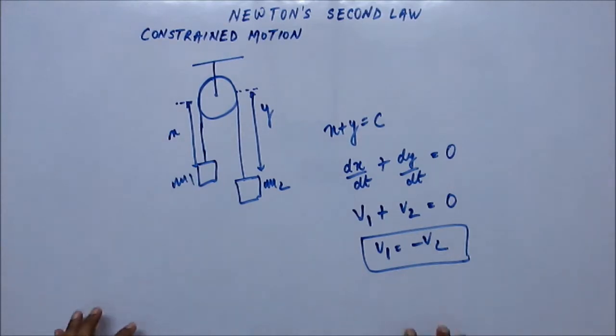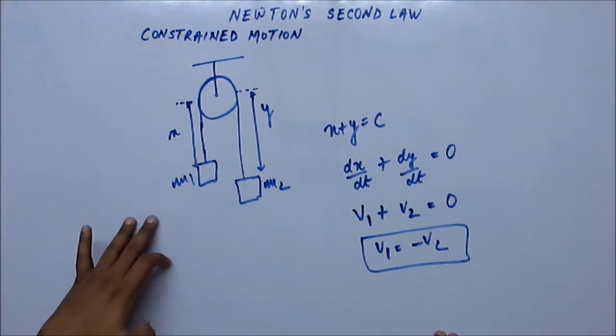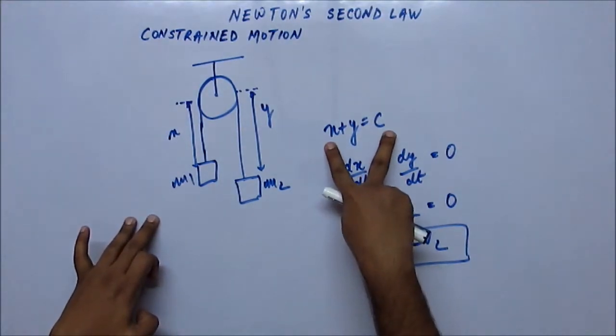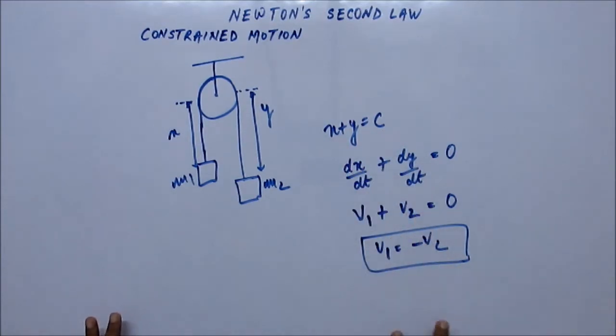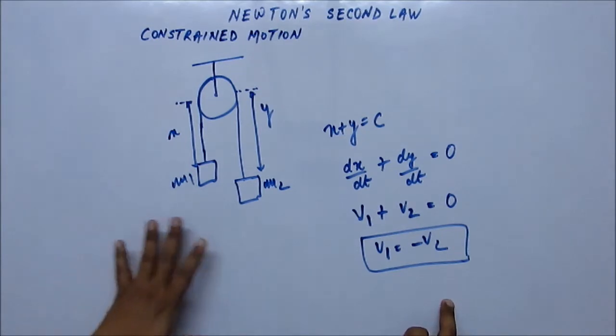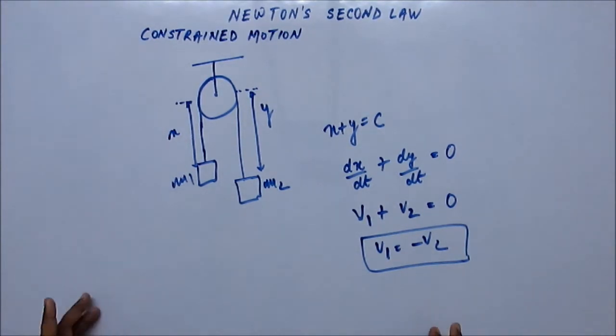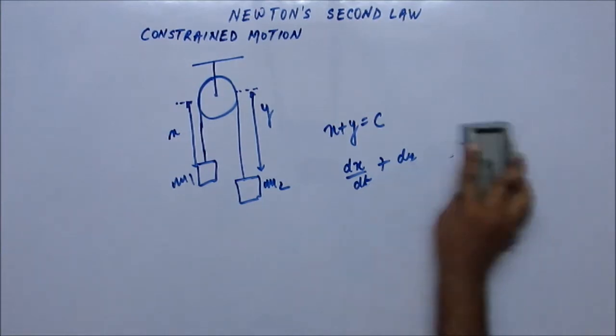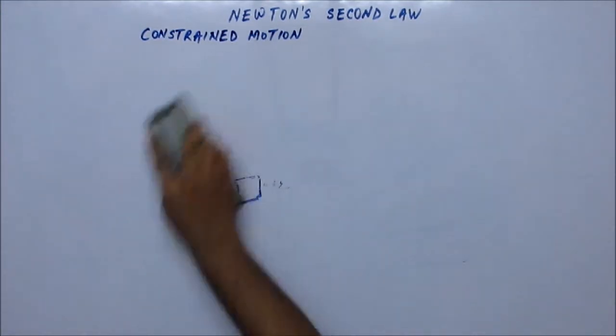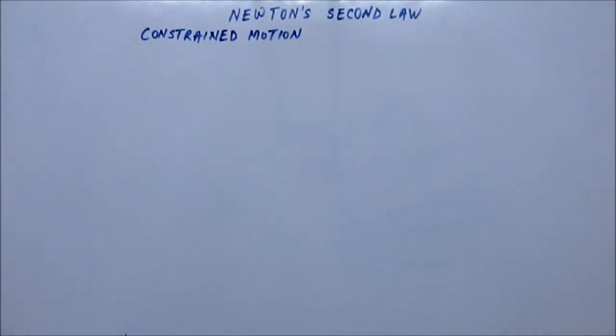But this is how mathematically we approach this kind of problem. We write a constraint equation and from there we do the differentiation and we get the relation between the corresponding velocities. This is a simple situation, so we can see this straight away. In a more complex situation, this will be the basic approach that we will follow. So let's see a little more of it.